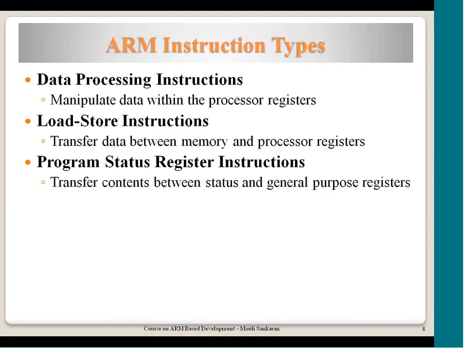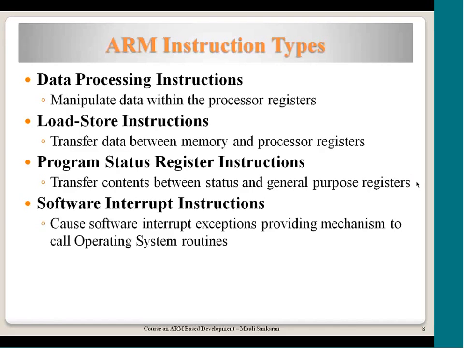And program status register instructions. If you remember, we spoke a lot about the current program status register, CPSR. If for any reason we want to know the contents of the CPSR and then manipulate them, in fact to change the mode from one to the other, we need to copy the CPSR value and then change it. So there are special instructions which help you take a copy of the CPSR, manipulate it and write it back.